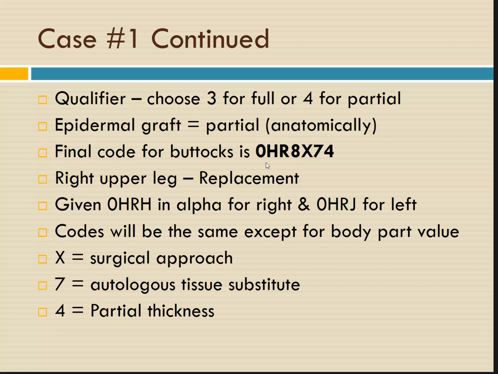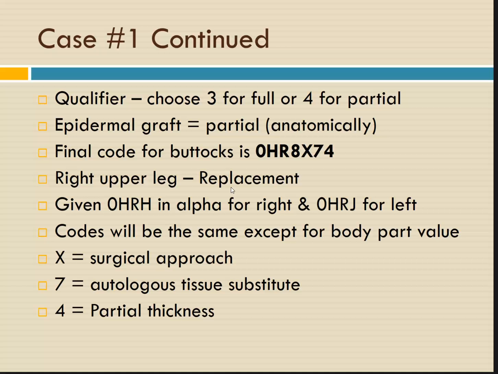So we end up with the code of 0HR8X74 for our buttocks work. But again, this patient also had a graft put on his upper right and left leg. And we also need to code them separately.